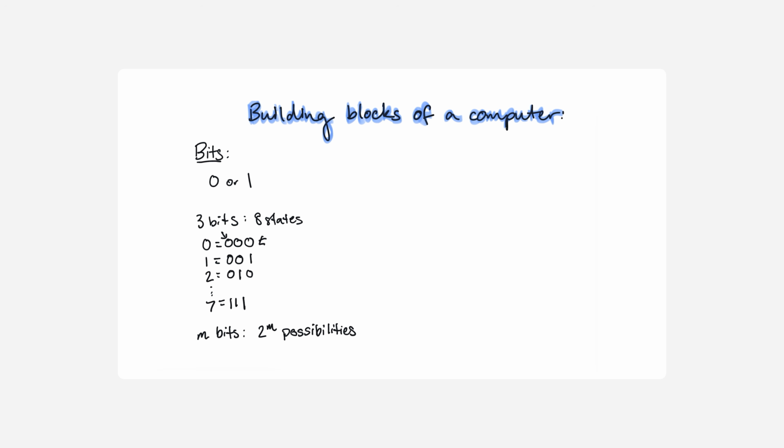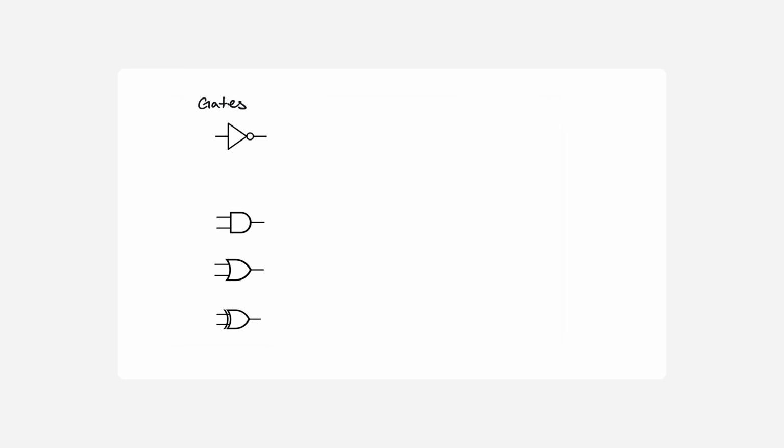Computers perform operations on bits by transforming their states with gates. We typically represent these gates as symbols on wires, where the wires represent the bits. Here are some example classical gates. The NOT gate flips a single bit from 0 to 1 or 1 to 0. The AND gate takes 2 input bits and produces 1 output bit. It outputs a 1 only if both inputs are 1. Otherwise, it outputs 0. So AND of 1, 1 equals 1, and 0 otherwise.